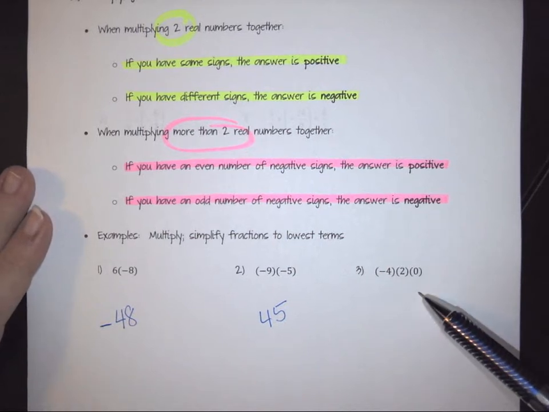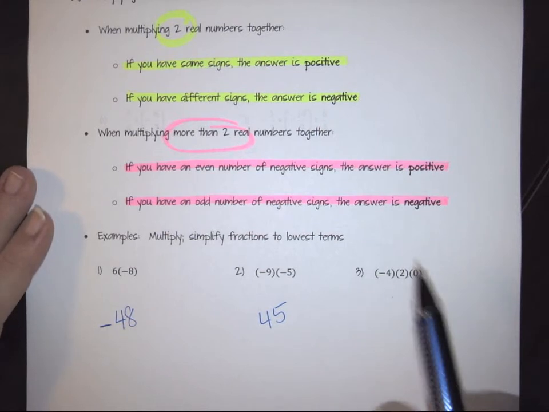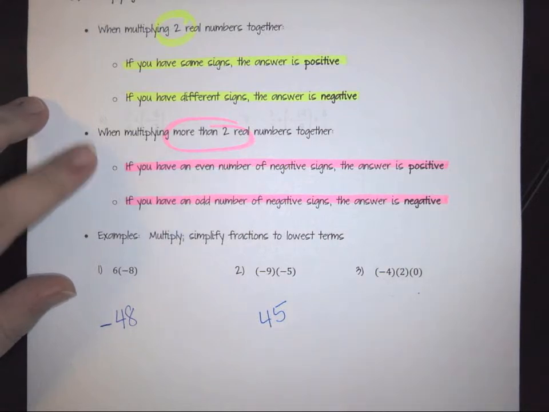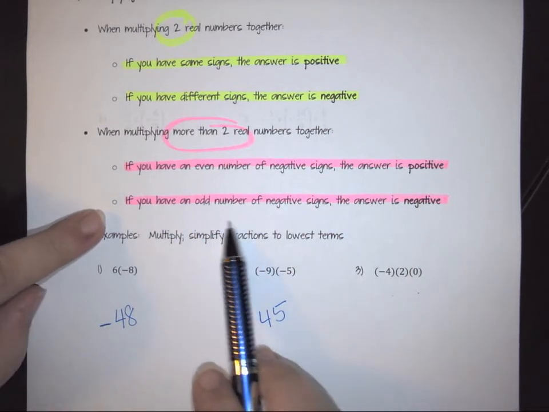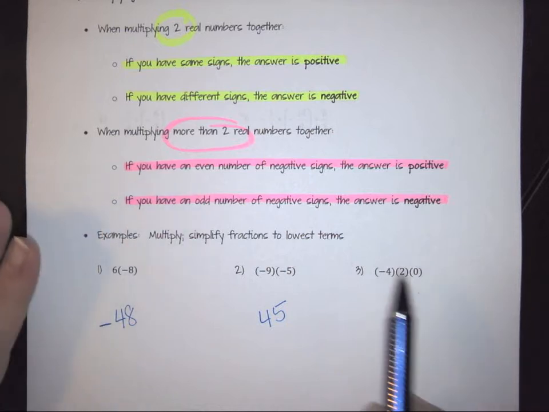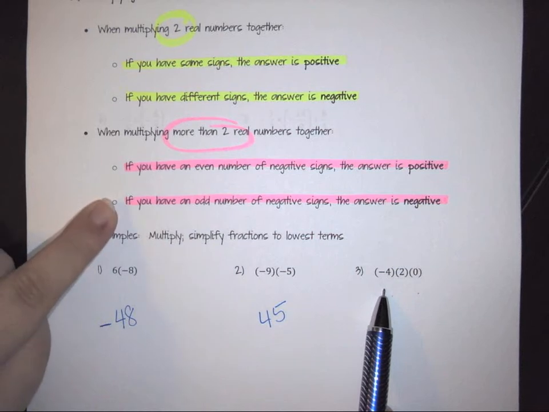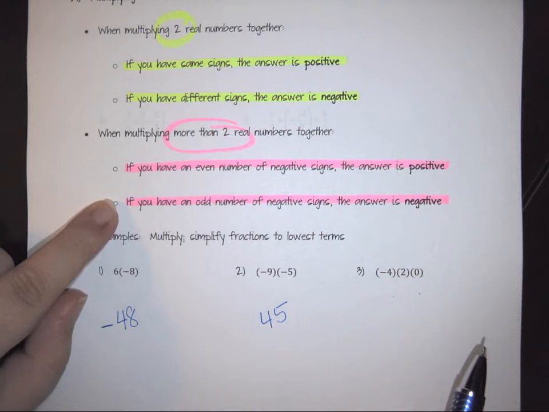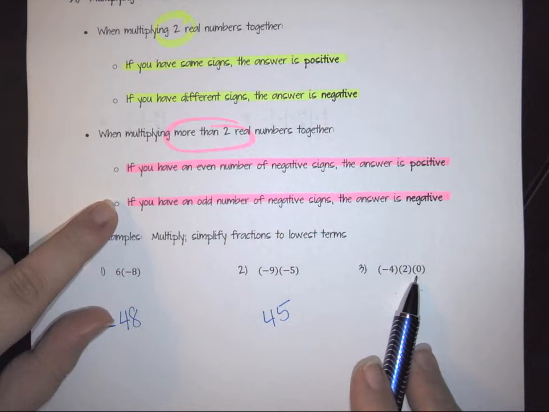Now here, this one is an interesting one. First of all, we fall under my second rule because here I have 1, 2, 3 terms. So I fall under the second rule for more than 2. It says if you have an even number of negative signs, the answer is positive. If you have an odd number, the answer is negative. I have only 1 negative sign, which tells me I have an odd number of negative signs. So I might assume my answer was negative. However, this one's a trick question because one of the terms I'm multiplying by is 0.